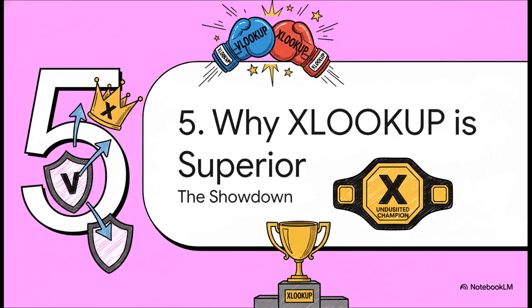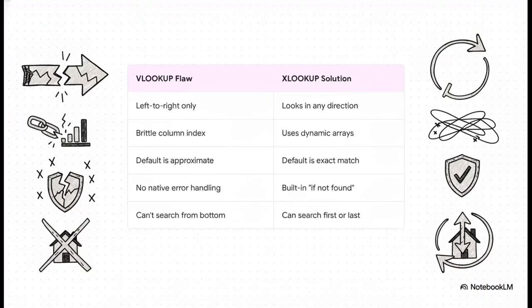Let's break it down. And here it is, this side-by-side showdown. VLOOKUP's annoying left-to-right rule? Gone. XLOOKUP can look anywhere. Left, right, it doesn't care. That fragile, hard-coded column number? Yeah, that's replaced with a dynamic return array that won't break when you change your sheet. The incredibly dangerous approximate match default? XLOOKUP defaults to an exact match, which is what you actually need 99% of the time. The ugly error messages? XLOOKUP has a built-in if not found argument, so you can decide exactly what happens. It even adds brand new features, like searching from the bottom of a list instead of just the top. It is a direct, point-for-point solution to every single one of VLOOKUP's problems.